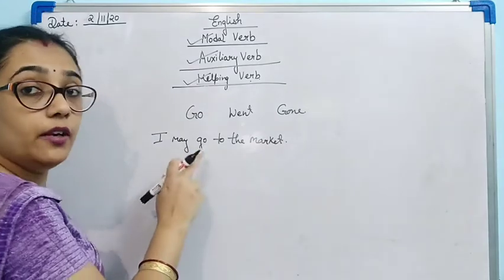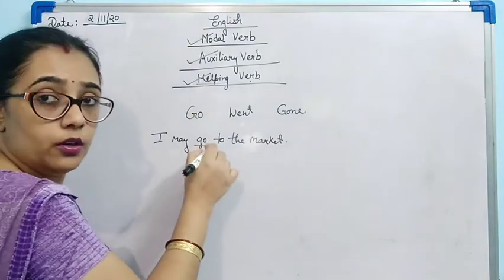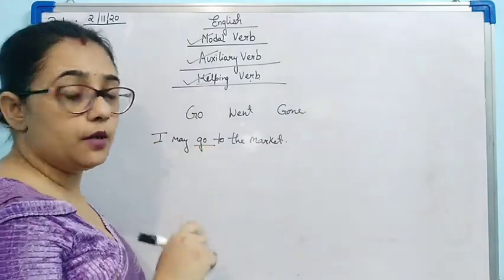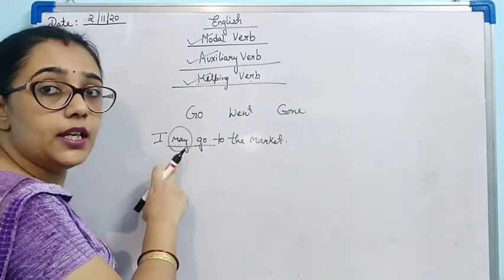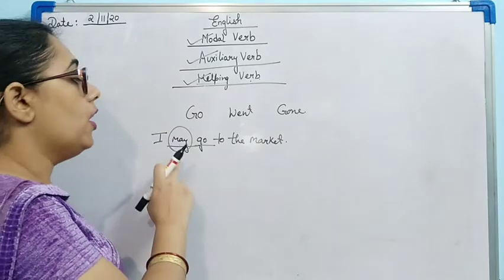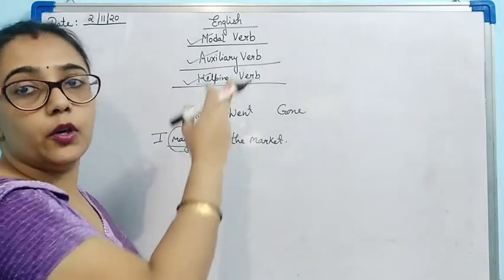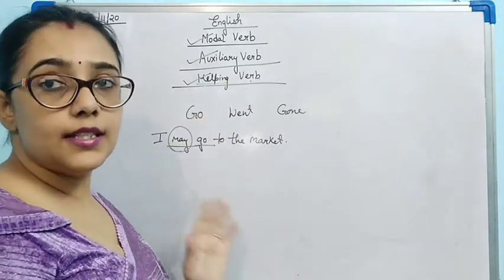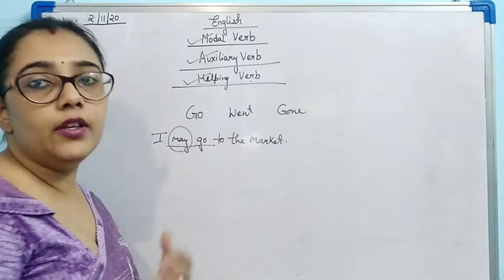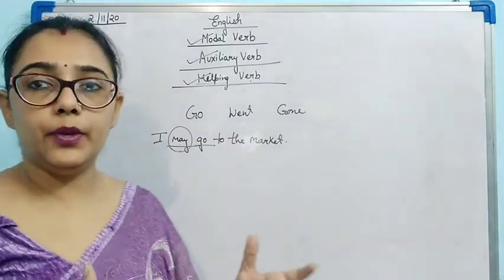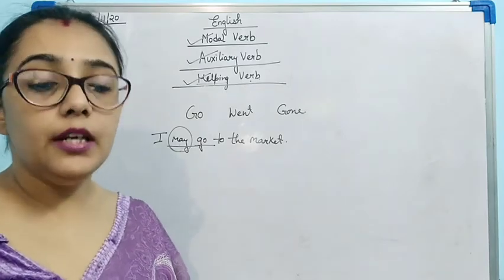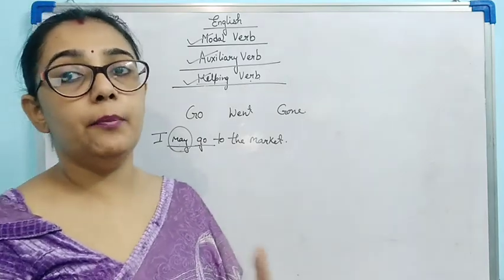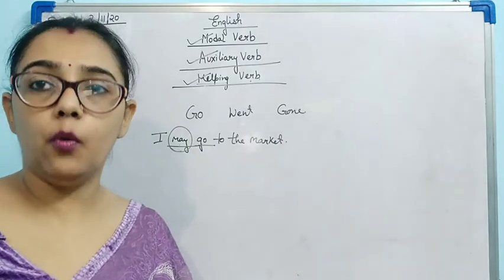Now what is the main verb here? Go. Go is the main verb. But I may go. May is what? May is a helping verb, or an auxiliary verb, or you can say modal. Is it clear? Further we will read the chapter. Further I will explain how it helps the main verb. Now you will ask me why helping verbs or why modals are required.